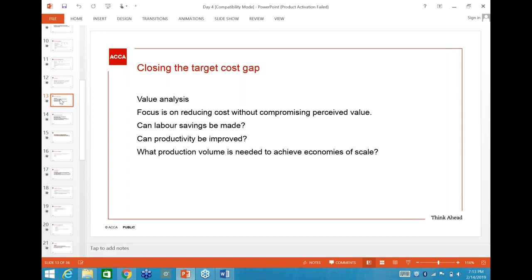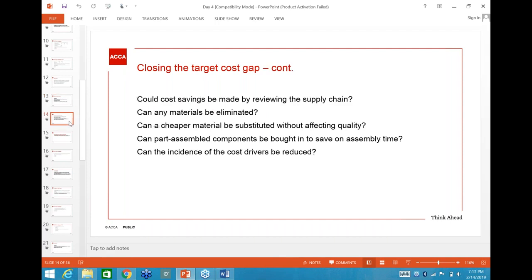Can labor savings be made? Can productivity be improved? So these are all mechanisms to reduce the cost gap. And what production volume is needed to achieve economies of scale? So there are other things that can be done as well. Could cost savings be made by reviewing the supply chain? Can any materials be eliminated? Can cheaper materials be substituted? Can I get part-time employees? Can the incidence of cost drivers be reduced? So ideally, in simple words, what can I do to cut down my cost is what we're trying to see.